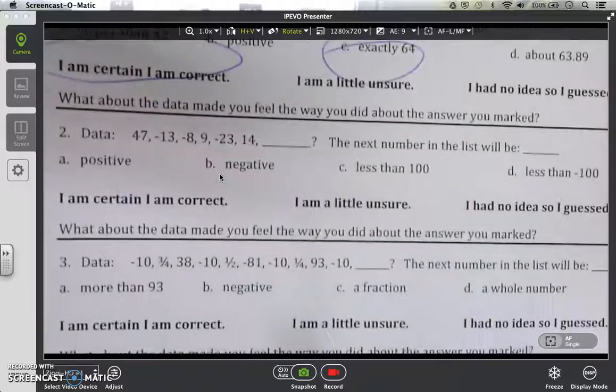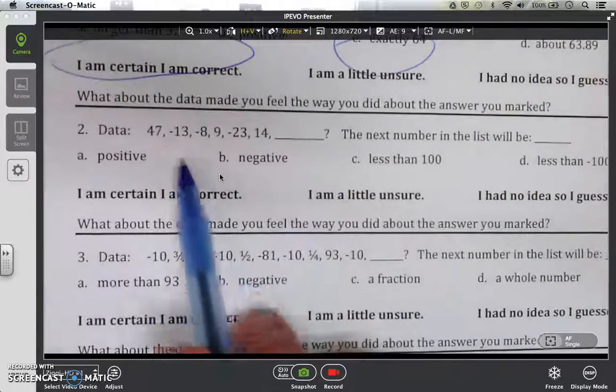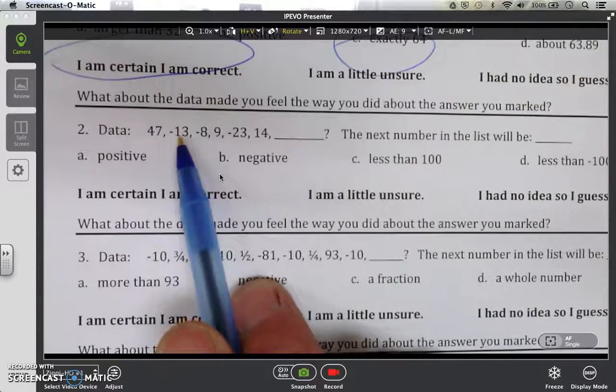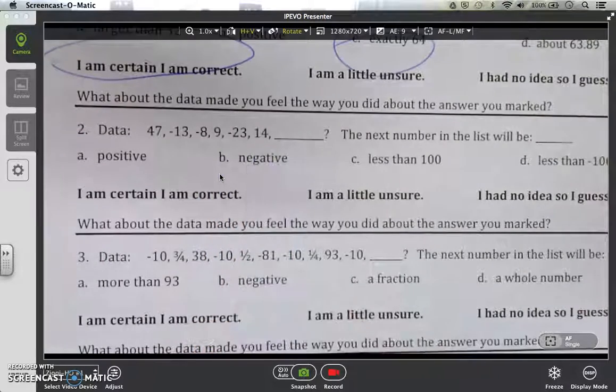Okay, here we go. What else? Take a look at this one. What the heck is going on here? It jumps from 47 to 13, but negative. Then to negative 8, then to positive 9, then negative 23, then positive 14. It's all over the place.